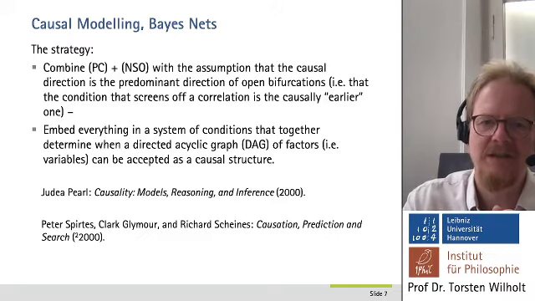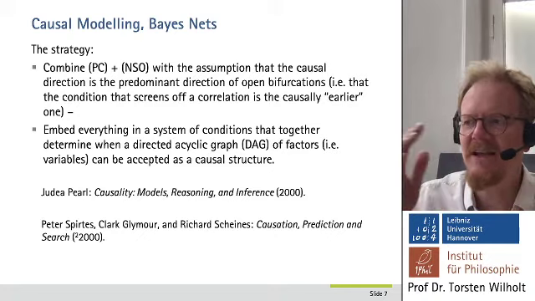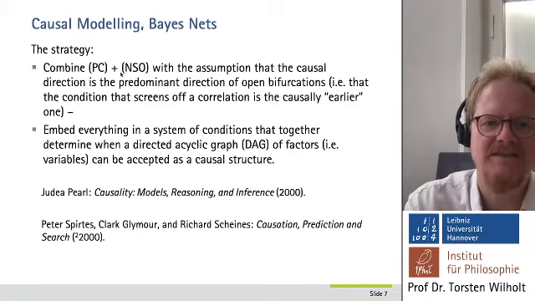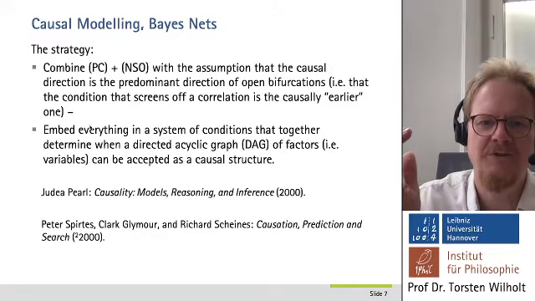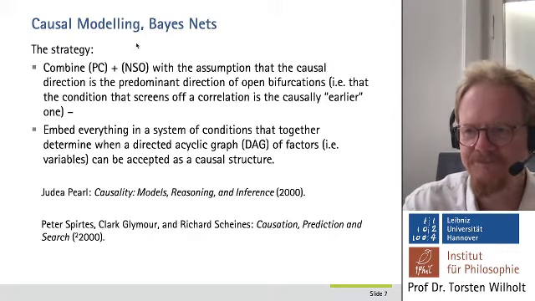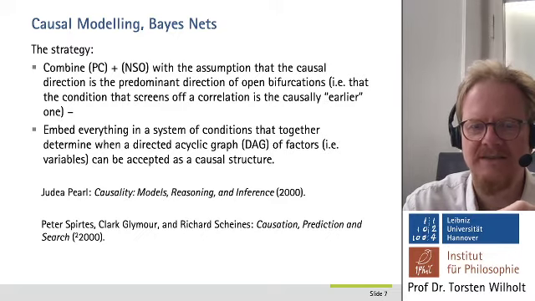And you realize this basic approach by embedding all these ideas in a system of conditions that together determine when a directed acyclic graph of factors, that is of variables, can be accepted as a causal structure. So this may seem obscure, but I'm going to explain it in a moment.